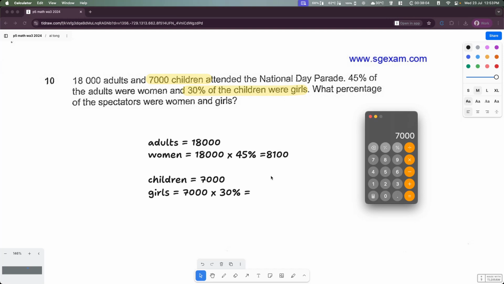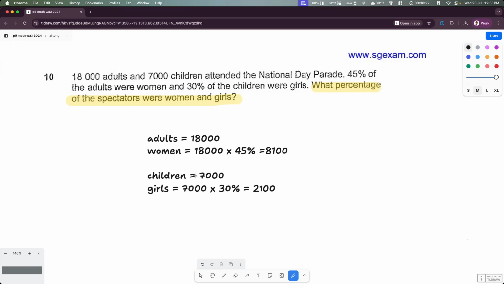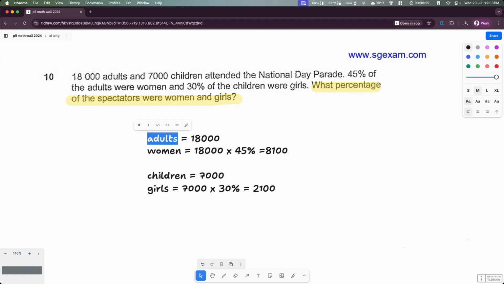7,000 times 30%. This gives us 2,100. Okay, now at the same time, we want to say what percentage of the spectators were women and girls. So spectators, right? Spectators are basically both the adults and children.